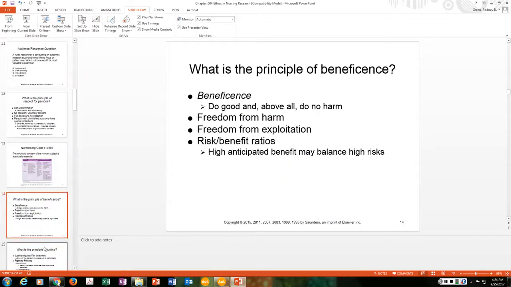What is the principle of beneficence? So, the word beneficence comes from bene, and bene in Latin means good. So beneficence means do good, and above all, do no harm. So if we're employing the principle of beneficence, we want freedom from harm, freedom from exploitation, and consideration of risk and benefit ratios.